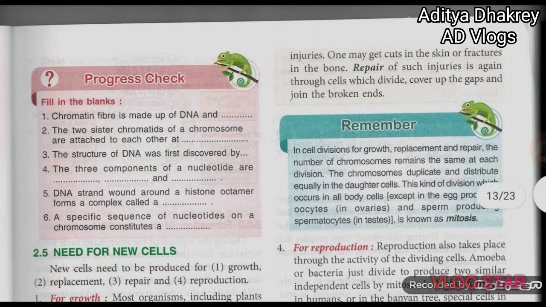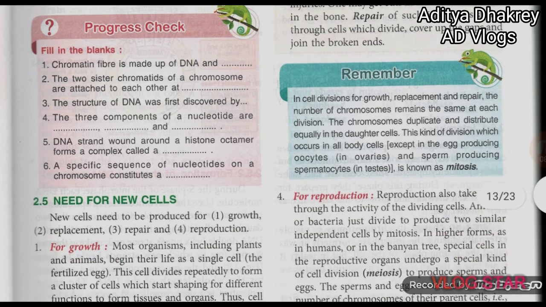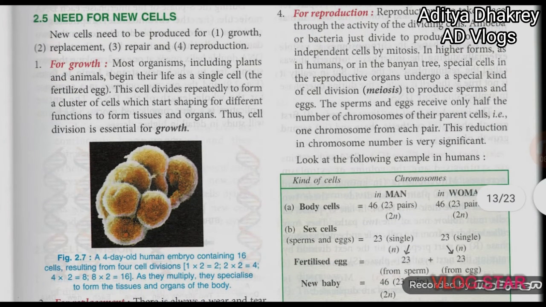Now, just a progress check, you can do it. Now, the need for new cells. New cells need to be produced for first growth, second displacement, third repair, and fourth reproduction.